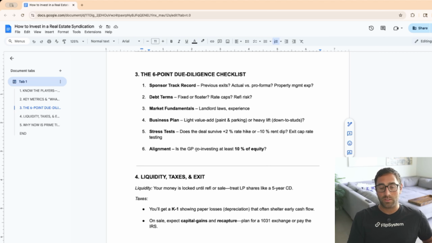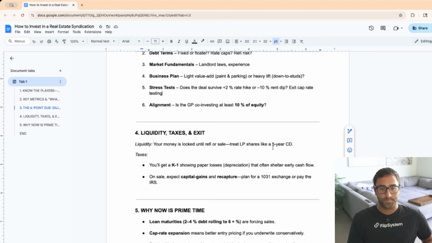Alignment: is the GP co-investing at least 10% of the equity? Again, we always do on our deals, but you want to make sure if you're investing in a syndication that the other people you're looking to invest with are also co-GPing, or they're investing into the deal too.